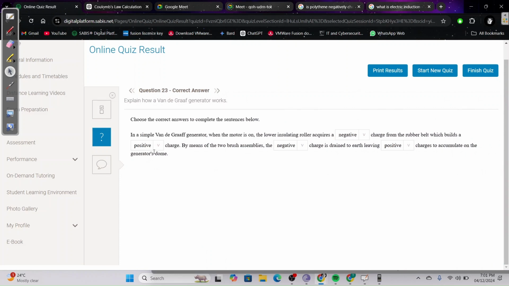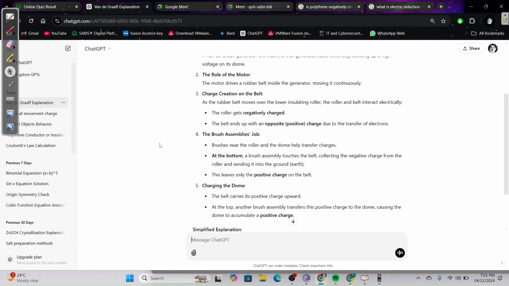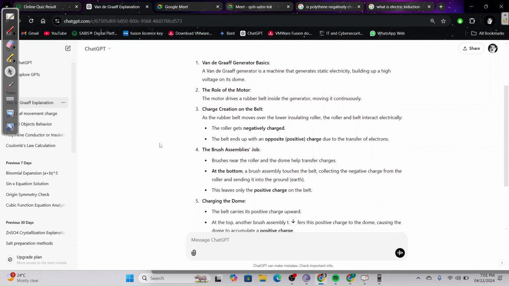In a simple Van de Graaff generator with the motors on, the lower insulating roller acquires a negative charge from the rubber belt, which builds a positive charge. This sounds confusing, but ChatGPT generated a very nice summary. So here, Van de Graaff, right? The role of the motor: the motor moves it continuously. This I don't need to explain.